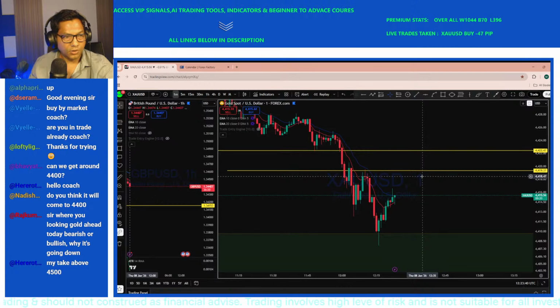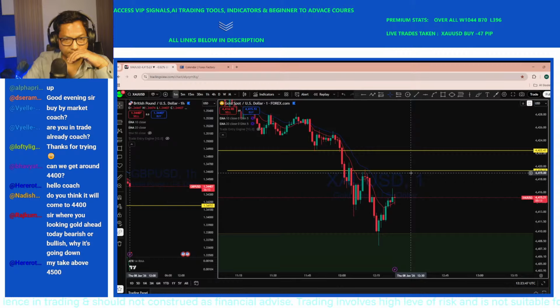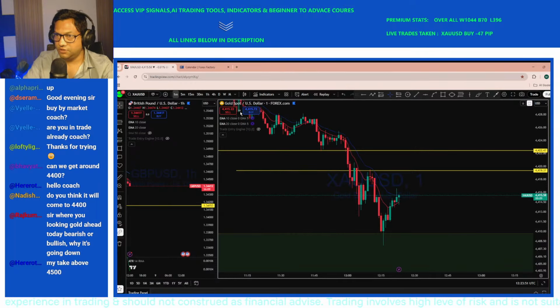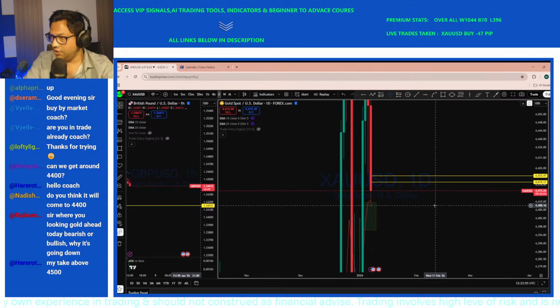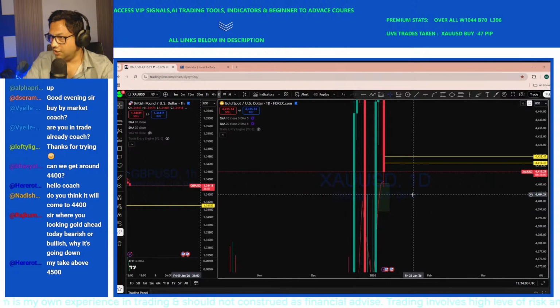So looking at here, 4404 is a fresh daily demand zone. 4404 is a fresh, here, the previous daily high.